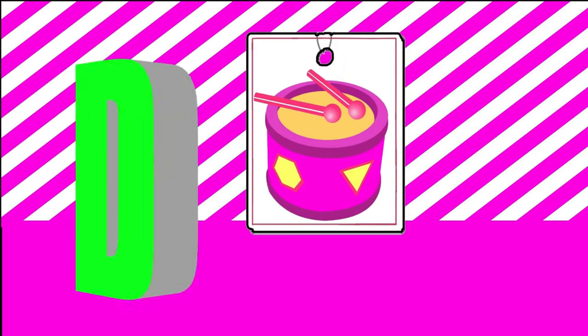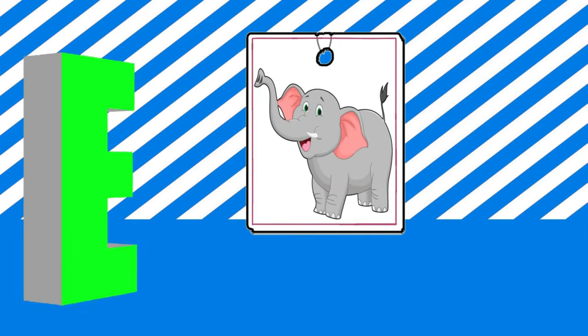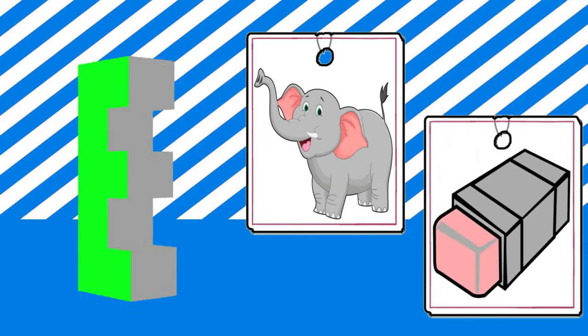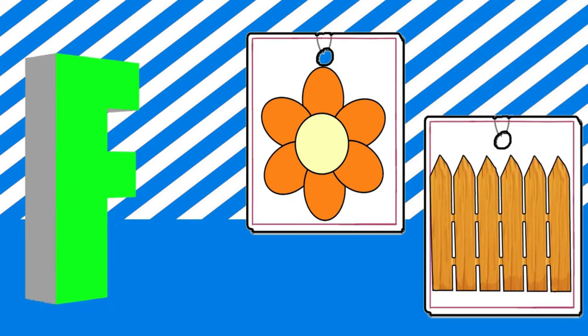D. This is the letter D. D sounds like D. A pink drum, a pink donut. E. This is the letter E. E sounds like E. A gray elephant, a gray razor. F. This is the letter F. F sounds like F. An orange flower, an orange fence.